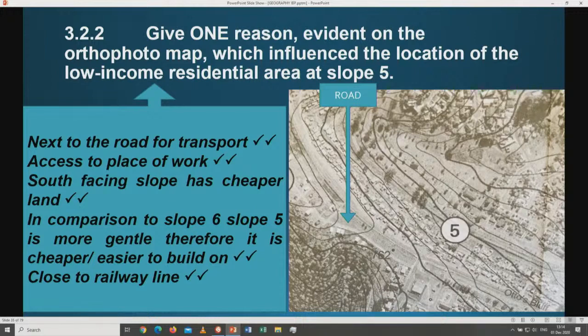Now, when you look at this question, we can clearly see that we are talking about the land use zone, which is the residential areas. And the residential areas are divided into three: the high-income residential area, the middle-income residential area, and the low-income residential areas. You will excuse me, Gretel, if I'm a bit fast in my presentation, but I'm hoping that you are following.